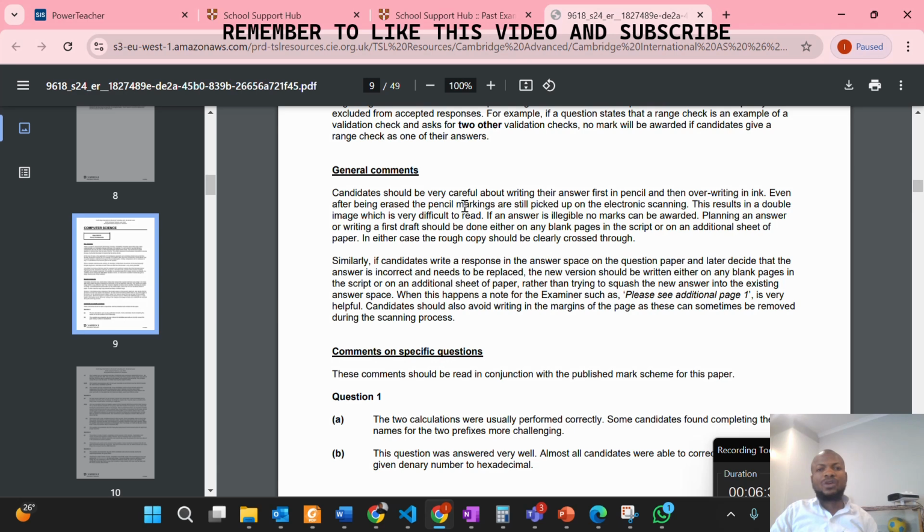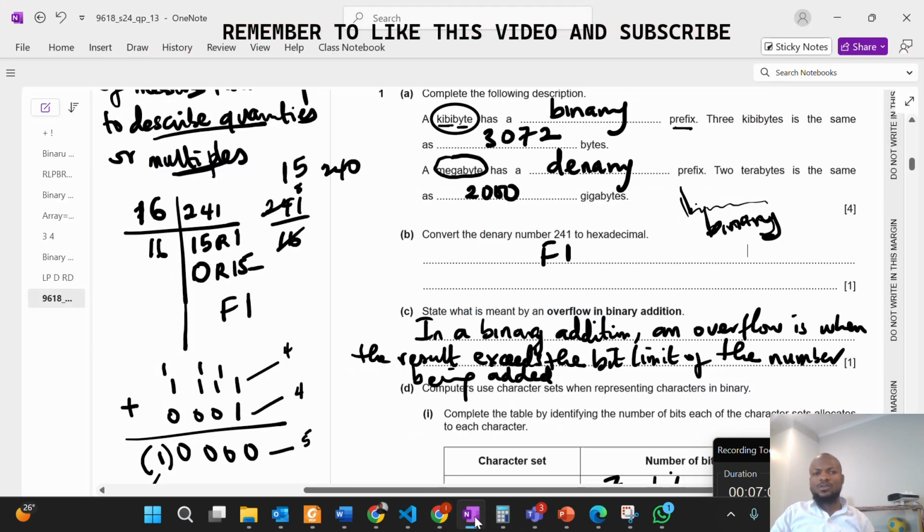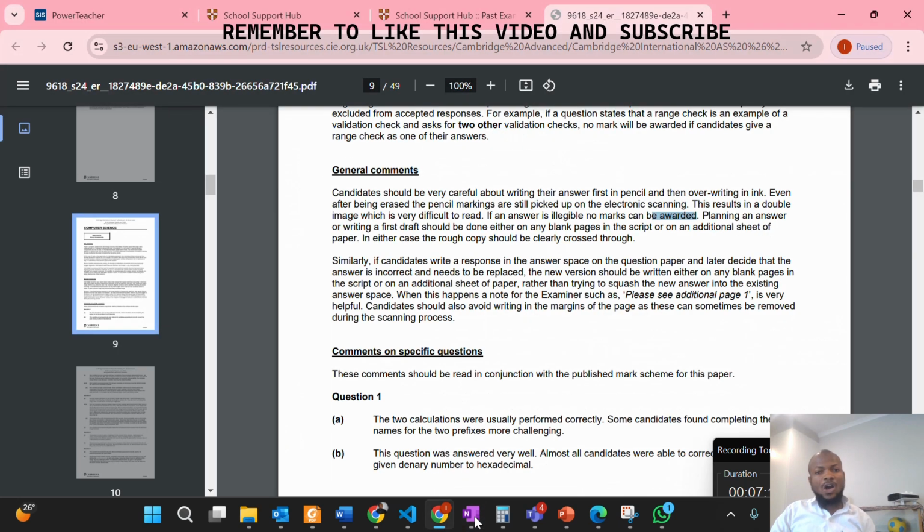It says candidates should be very careful about writing their answer first in pencil and then overwriting in ink. Even after being erased, the pencil markings are still picked up in the electronic scanning. This results in a double image, which is very difficult to read. Can you see that? If an answer is illegible, no mark can be awarded. So imagine writing the correct answer and still getting 0 because you did not follow the instruction. Because the instruction never said write in pencil, it said write in pen. I hope you understand that.